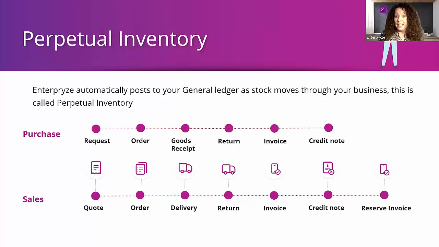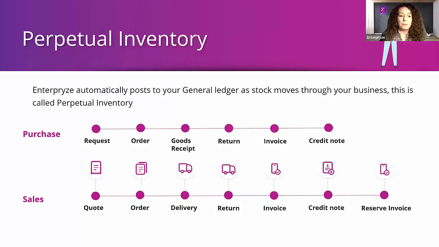So just to give you an idea here of where the perpetual inventory kicks in in relation to the general ledger. When do the movements happen? When does my balance sheet get updated? When does my revenue get updated? At what point in time does it impact on the system?